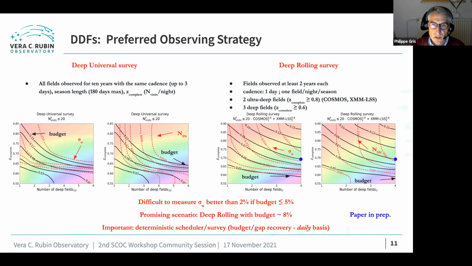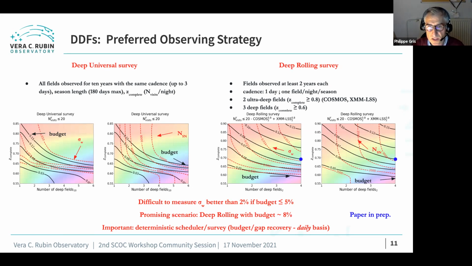The cadence is of 1 day with 1 field per night and per season. And there are 2 types of fields: 2 ultra-deep fields up to a redshift completeness of about 0.8. If it is optimal, these should be the northernmost fields, that is Cosmos and XMM-LSS. And then you have 3 deep fields with a redshift completeness of at least 0.6.